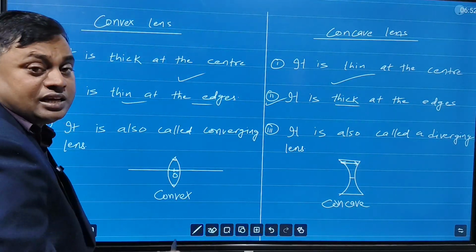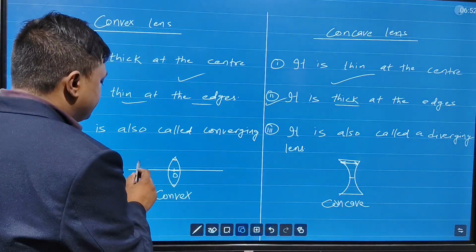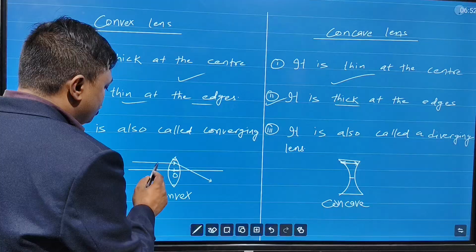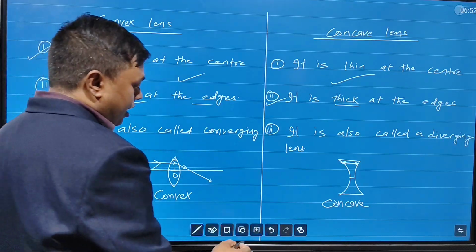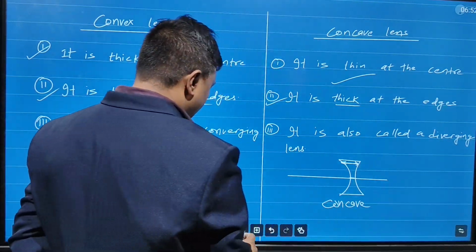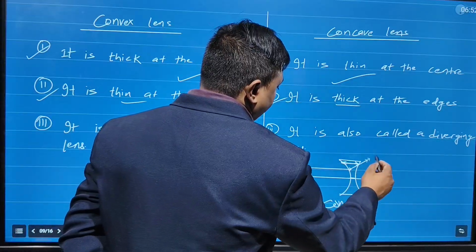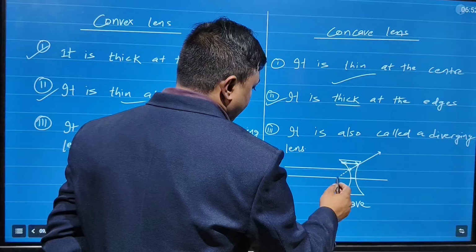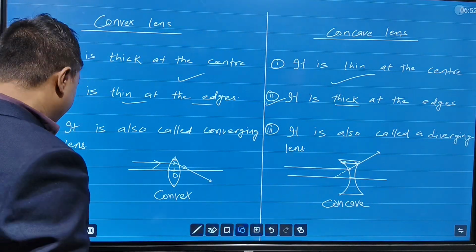A convex lens is also called a converging lens. Why? Because if a ray of light is parallel to the principal axis, after refraction it will converge to a point. That's why it is called a converging lens. But in a concave lens, if any ray of light is parallel to the principal axis, after refraction it will diverge. It will appear to meet at a point. So that ray is diverging, and that's why it is also called a diverging lens.